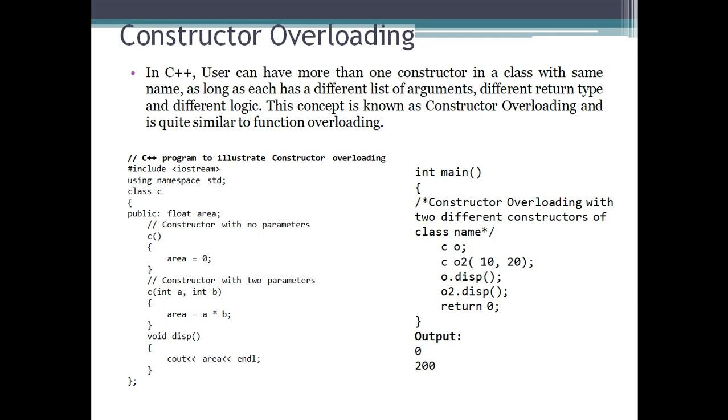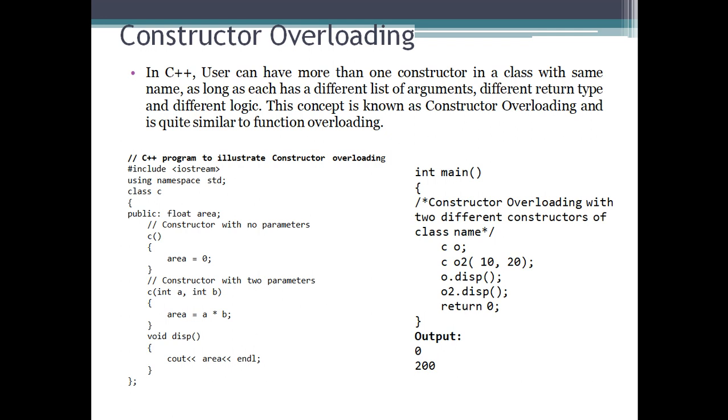Very important: in C++, a user can have more than one constructor in a class with the same name, as long as each has a different list of arguments and different logic. There is no return type, and according to the syntax a return type is not allowed in a constructor, but logic-wise each will be different. This concept is constructor overloading, and it is similar to function overloading, or in Java, method overloading. So the class name will be the same, but the methods will be different and the number of arguments will be different.